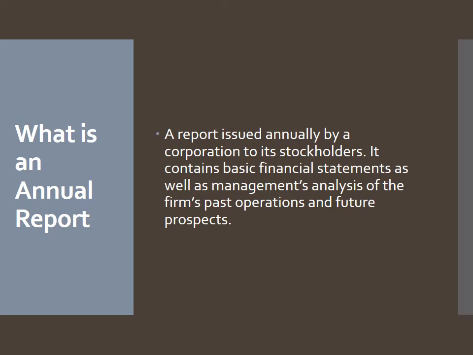So what is an annual report? An annual report is a report issued annually by a corporation to stockholders. It contains basic financial statements as well as management analysis of the firm's past operations and future prospects. This is usually composed of a balance sheet, an income statement, a statement of cash flows, and a statement of stockholders' equity. So it would usually contain two types of information.